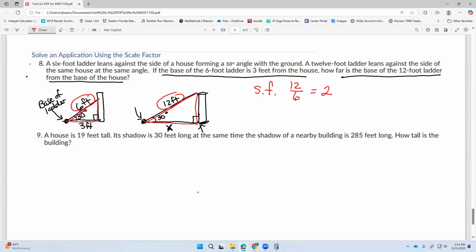And then what do we do next? We're going to find side x. Remember, we're finding the side of the larger. We're going to multiply the scale factor times the length of the smaller. The corresponding length to the side x would be 3 feet. So 2 times 3, so that's going to give us 6. So that tells us that the second ladder, the 12-foot ladder, had to be 6 feet away from the house.